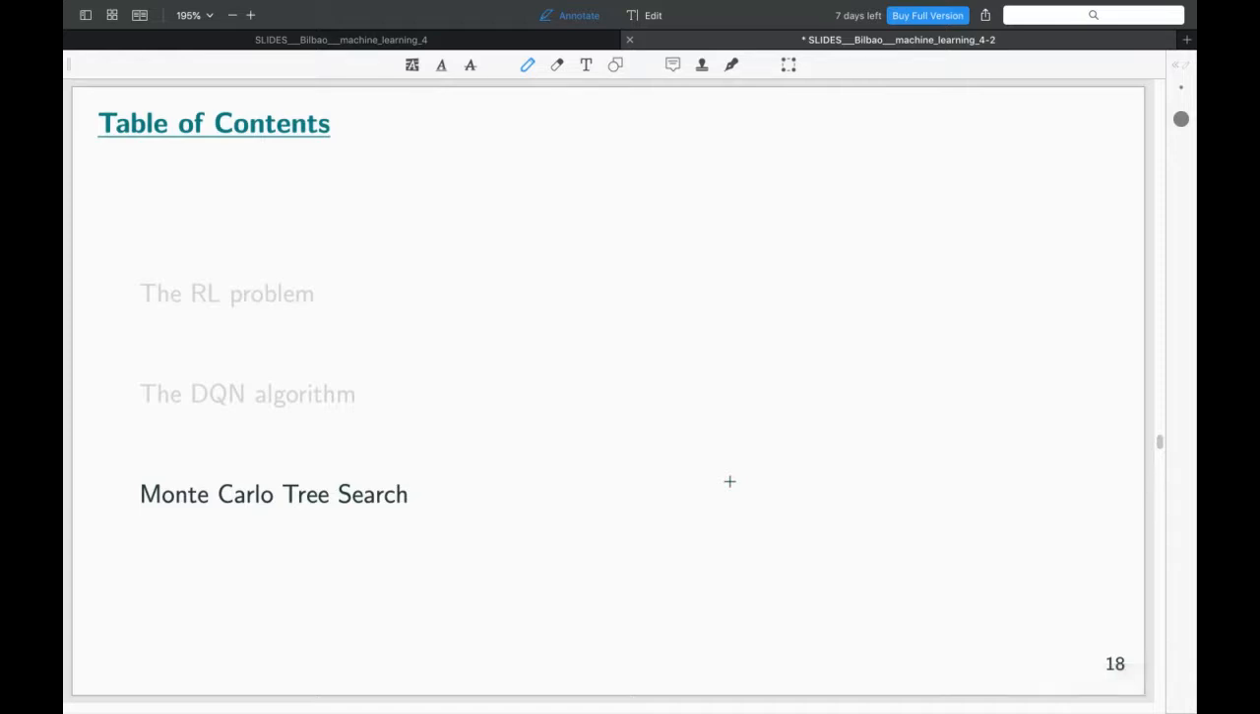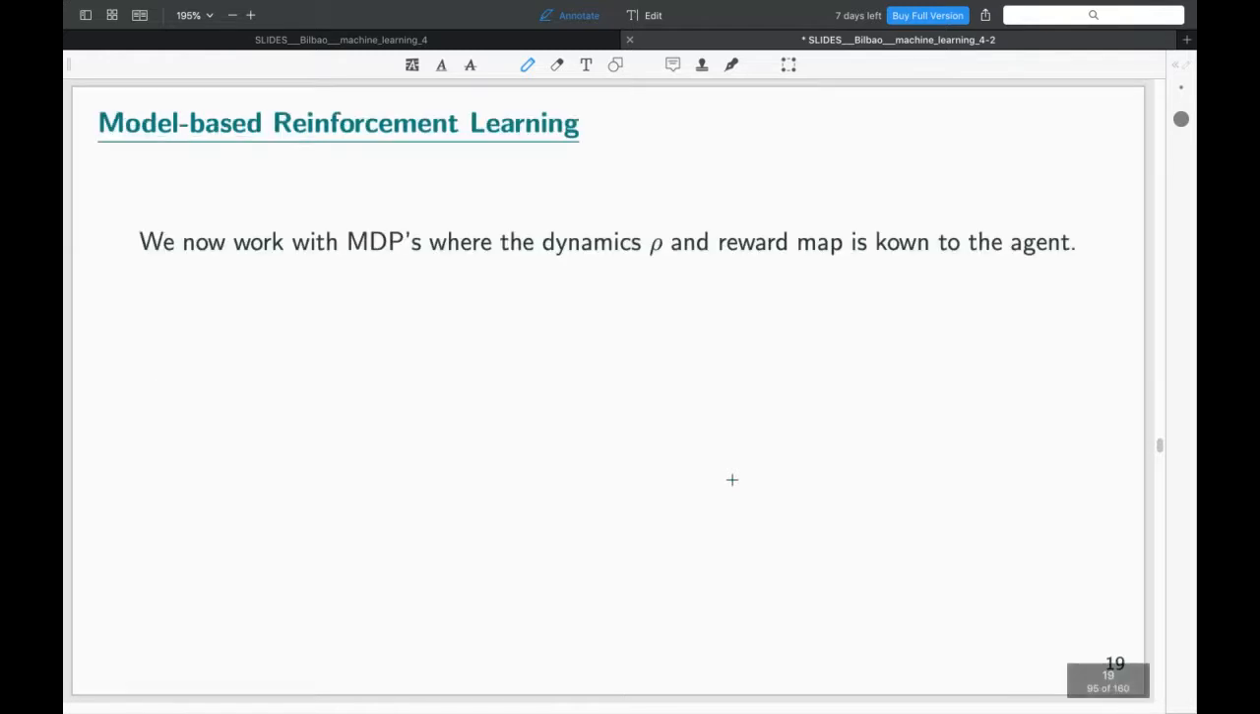So this is the description of the DQN algorithm. And now I'll try to describe the AlphaZero algorithm. Let's see. Maybe I'll take 5 minutes extra. Hopefully that's fine.